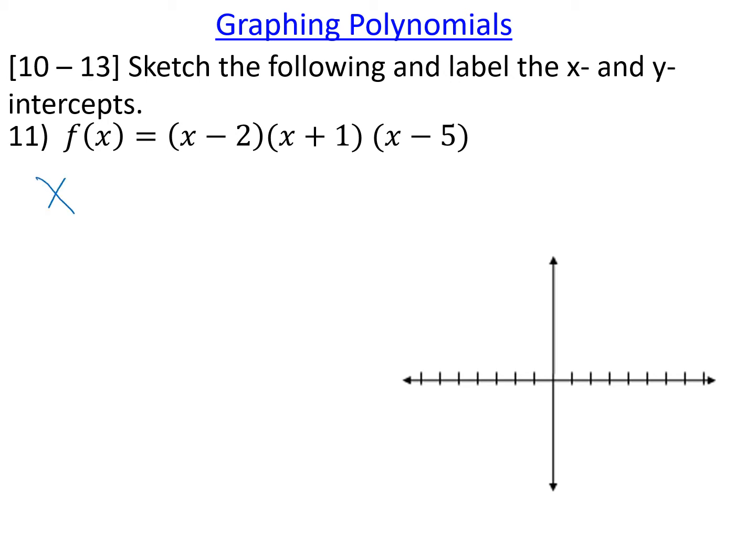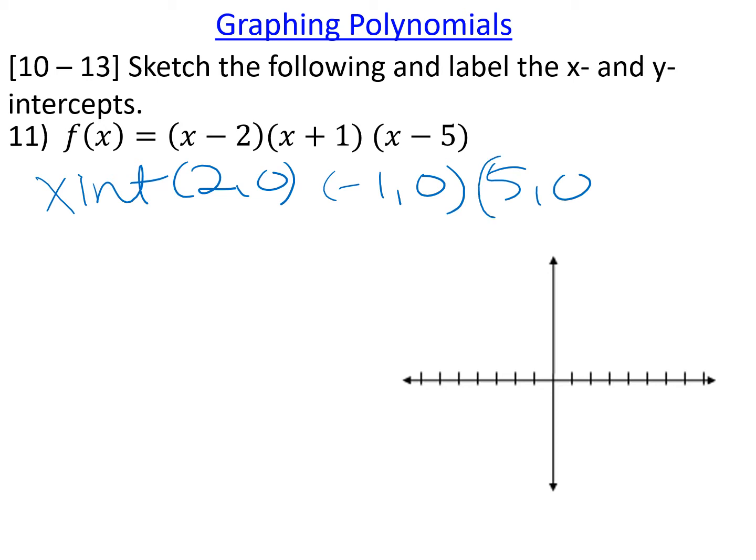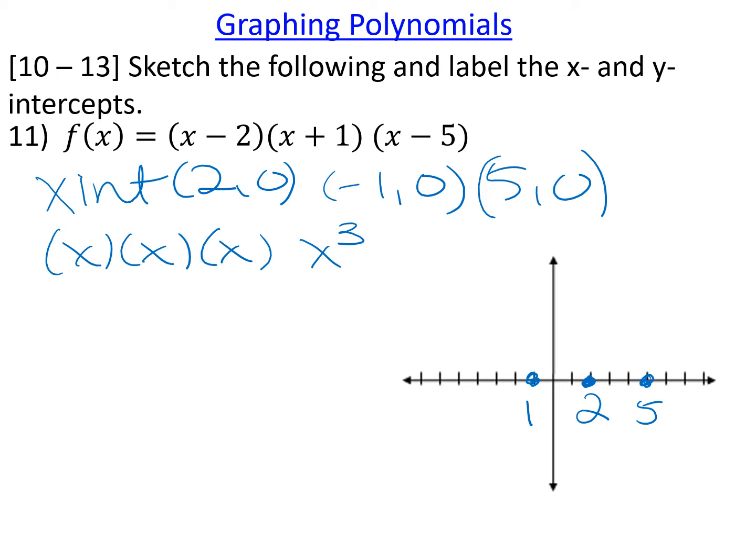Okay. Next, intercepts here. I have (2, 0), (-1, 0), (5, 0). They are all through. Okay, and then I have an x times x times x, which gives me x cubed, or odd, opposite end behavior.